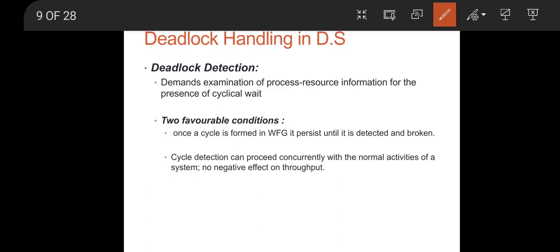Wherein the system will allow all the processes to continue as they are, but in between it keeps on checking whether the system is in the deadlock condition or not. Or if a process is not able to proceed further, then it will initiate the deadlock detection mechanisms. So if the deadlock is found or detected, then some recovery mechanisms will be executed.